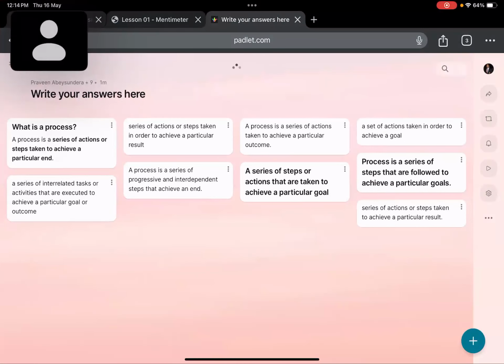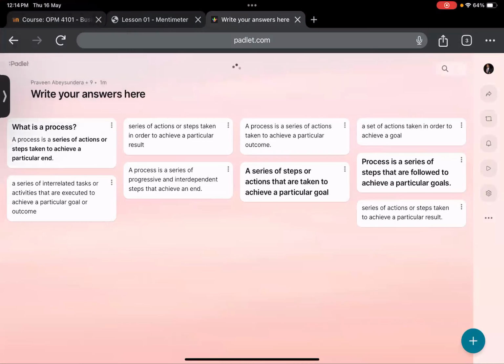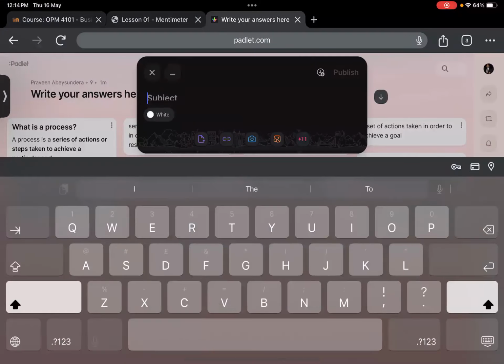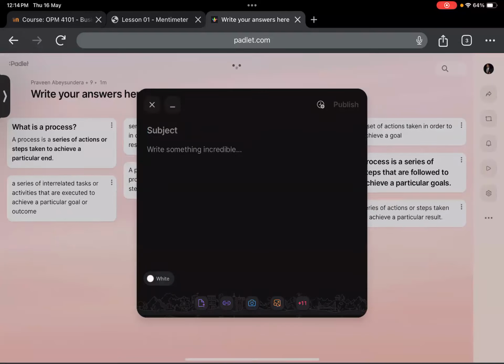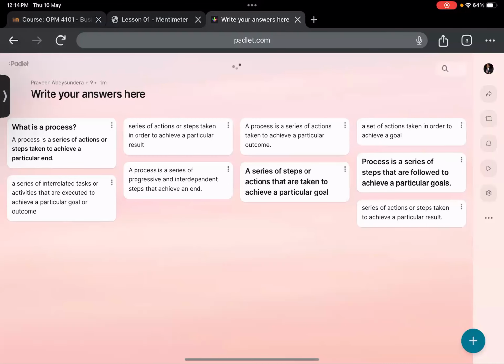Okay, so when you're giving answers in Padlet, you have to click this plus mark, and for the subject, give your name. Rather than writing down the question, just give your name from next time onwards. For this time, it's fine, and you can give the answer. So here we can see some answers.